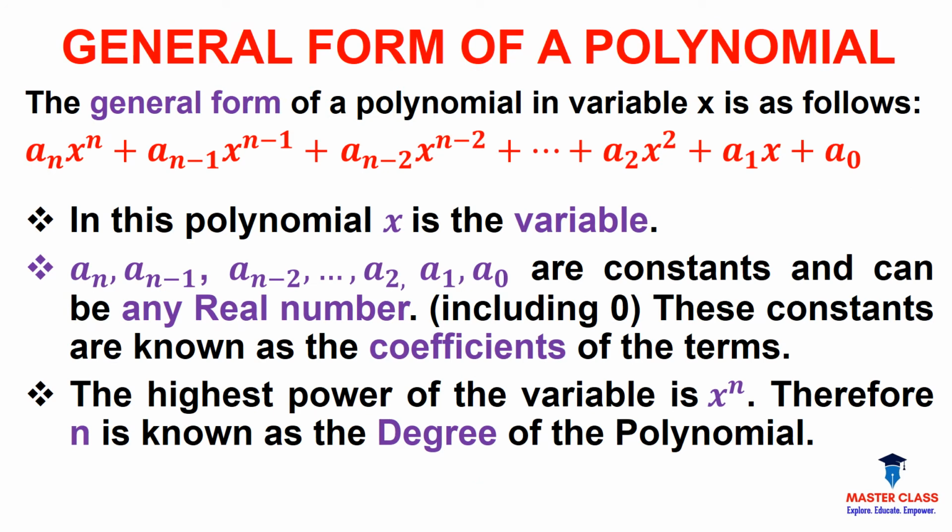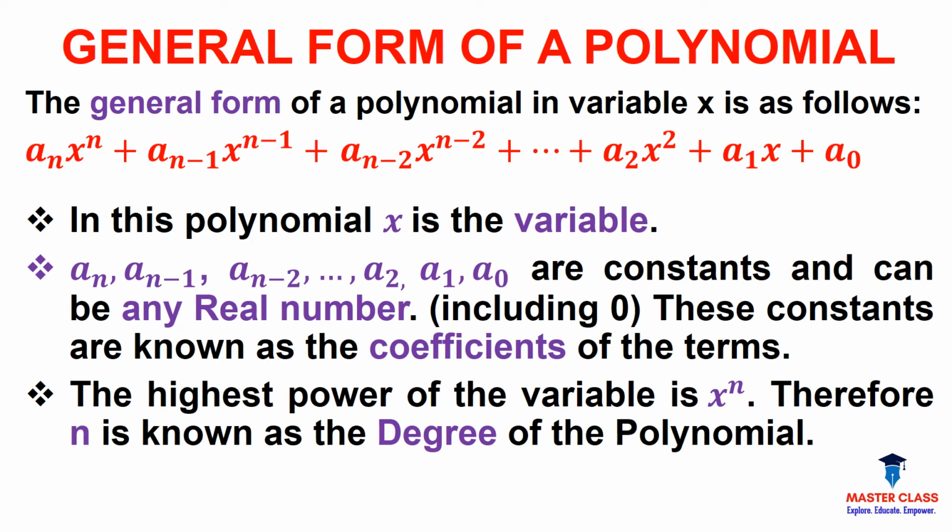We now come to what is known as the general form of a polynomial. The general form of a polynomial in variable x is as follows: a n x raised to n plus a n minus 1 x raised to the power of n minus 1 plus a n minus 2 x raised to the power of n minus 2, and so on till we come to a2 x square, a1 x and a0.